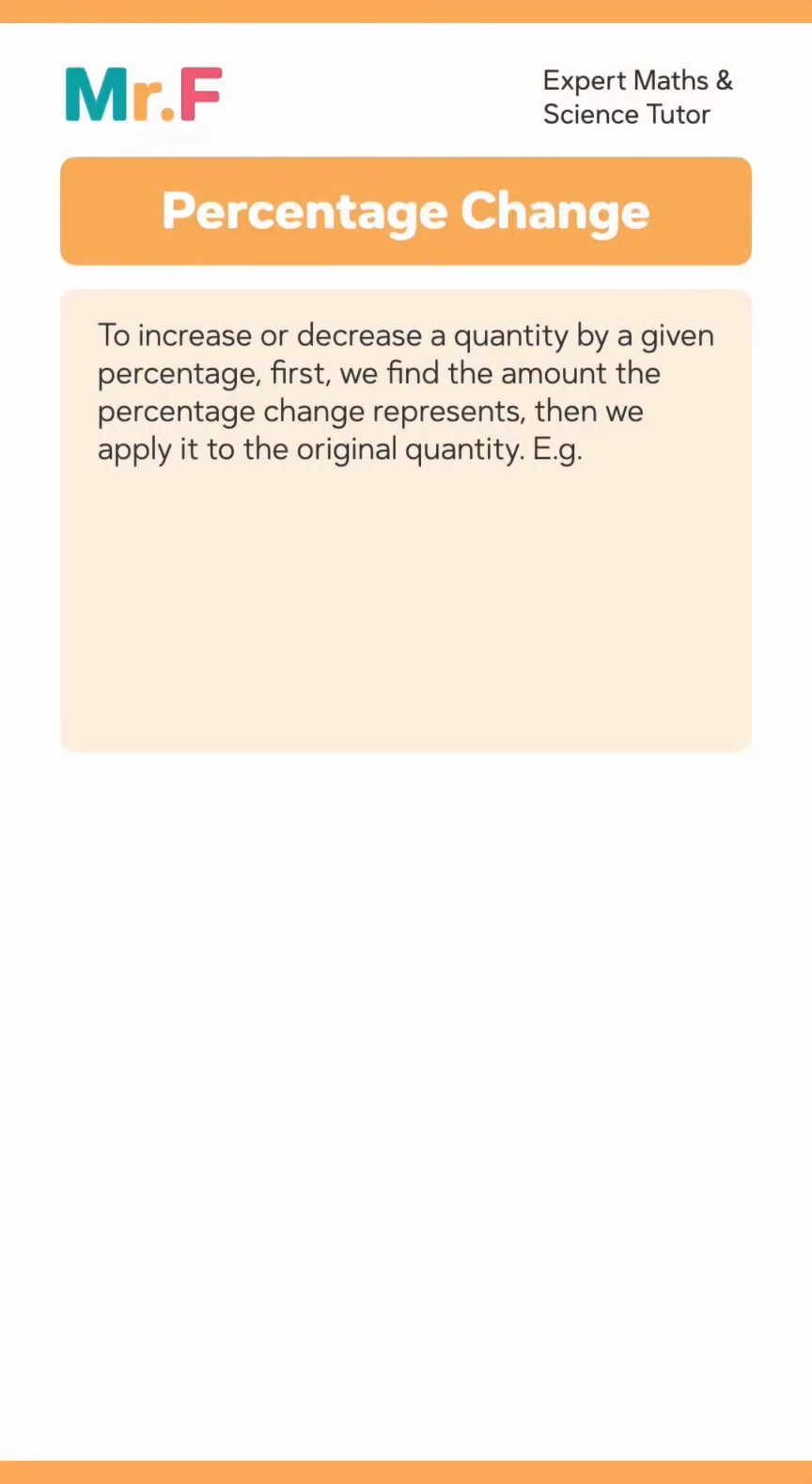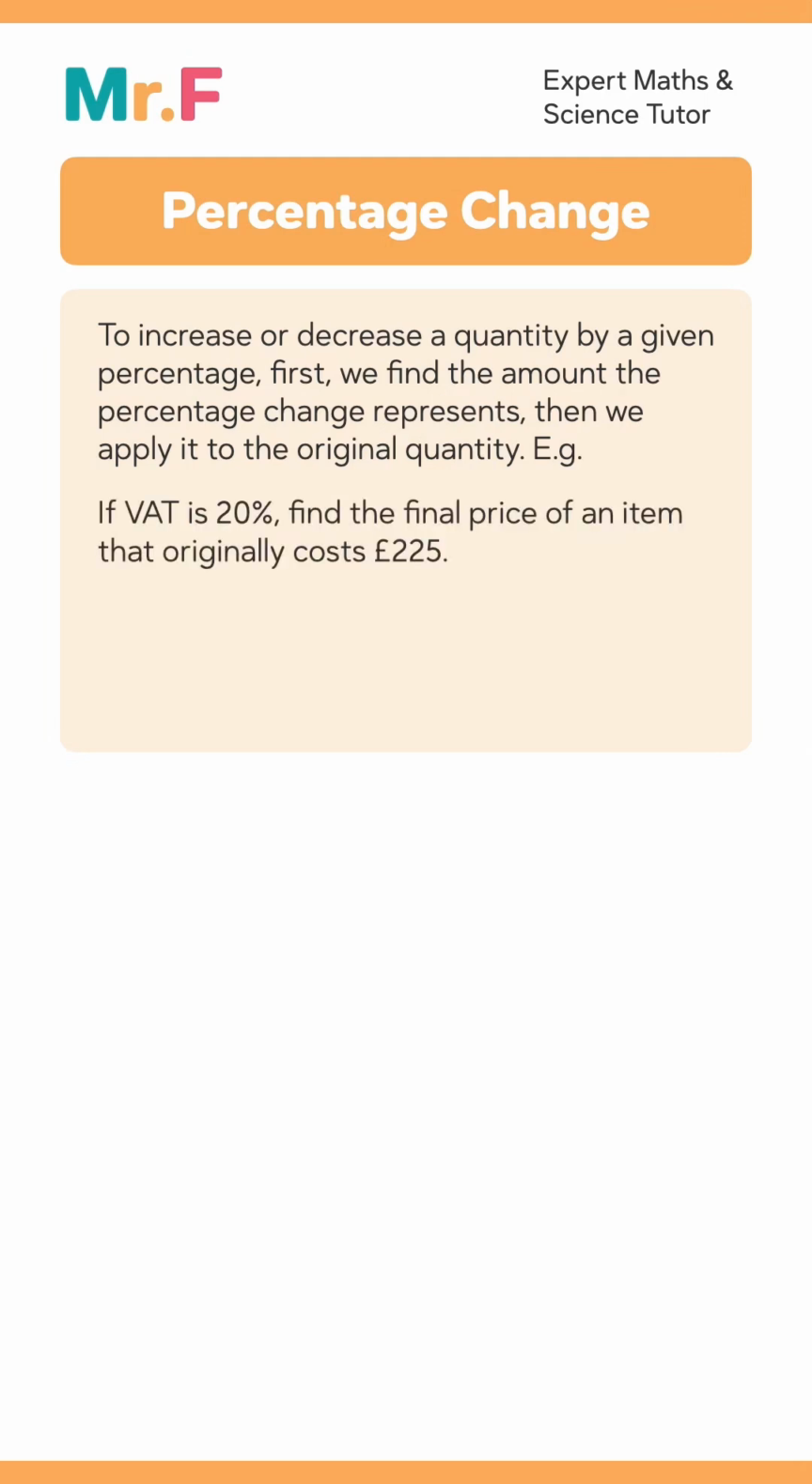Hi there. Let's talk percentage change. Now, to increase or decrease a quantity by a given percentage, first we find the amount the percentage change represents, and then we apply it to the original quantity. For example, if VAT is 20%, find the final price of an item that originally cost £225.